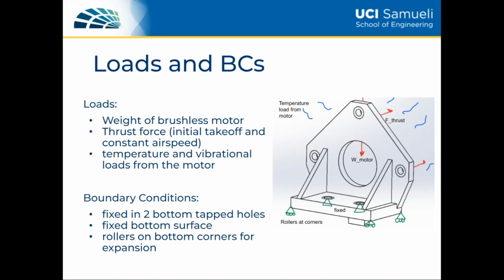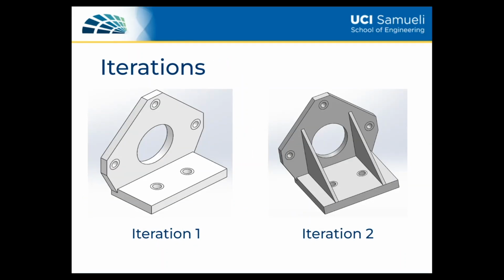Some boundary conditions we have include fixtures on the bottom tap walls and bottom surface, and rollers on each corner for expansion. In the left iteration, we have no fins. As for the right iteration, we have an extended base and extended support fins.